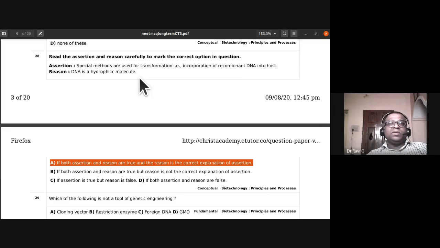So for that we do heat shock and so on, we treat them with calcium chloride. Then we subject them to heat shock. Or in plant cell, what we do is we go by the method of the ballistic gun. Okay, or gene gun we use for introduction of the recombinant DNA into the host cell. Or by micro injection in animal cell, we also do this introduction of recombinant DNA into the host cell. So to make this host cell competent, why should it be made competent? Because DNA is a hydrophilic molecule. On that basis this becomes the reason. So A is the correct answer.